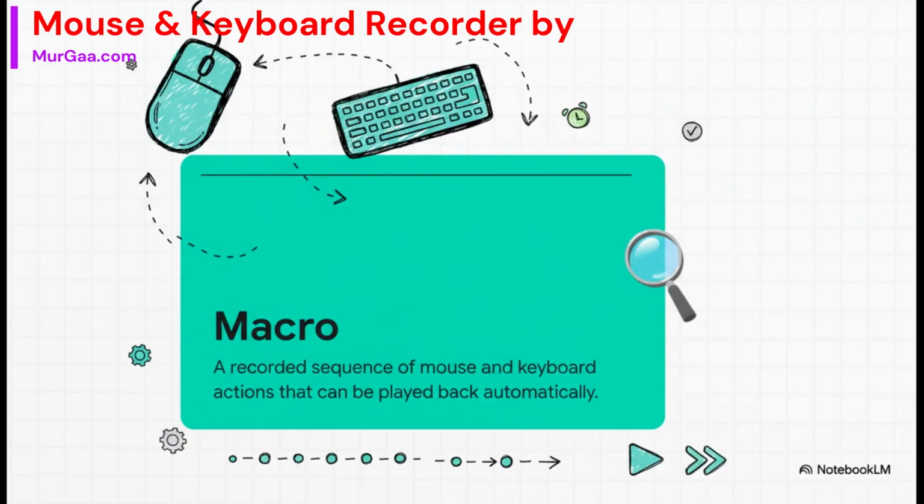So, this recorded sequence, it's got an official name. It's called a macro. That's it. And don't let that technical-sounding name fool you. This isn't some complex code. It is quite literally just a recording of your own actions. Every mouse movement, every click, every key you press, all bottled up and ready to be unleashed whenever you want.